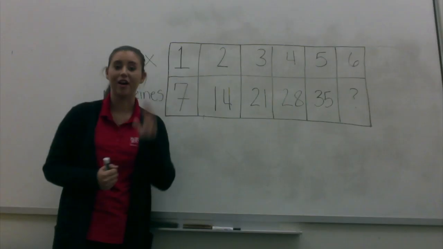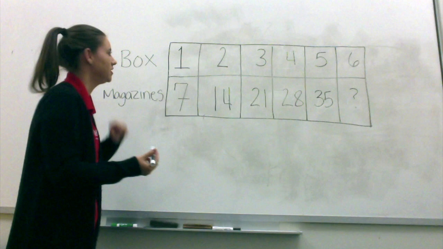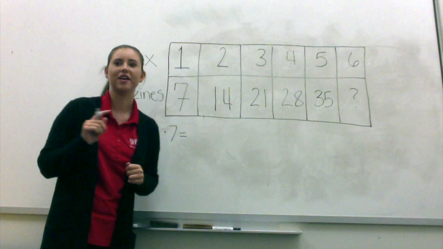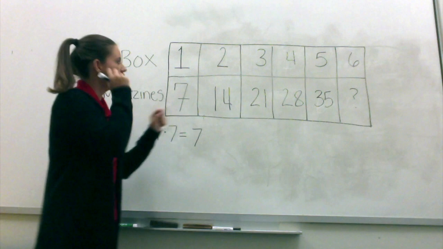All right, I heard some great conversation. So I heard someone say that you could multiply 1 times 7. So let's try it. So if we multiply 1 times 7, it would equal, I'm gonna pick on someone. Yes, 1 times 7 would equal 7. So we know that it works for this box, okay? So 1 times 7 equals 7. So we need to try it and see if the pattern would continue.